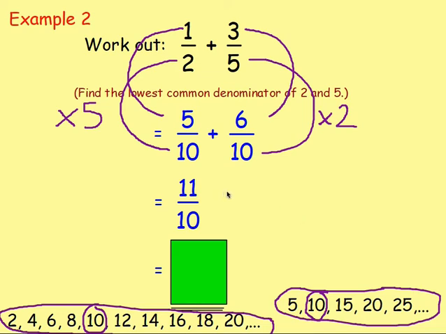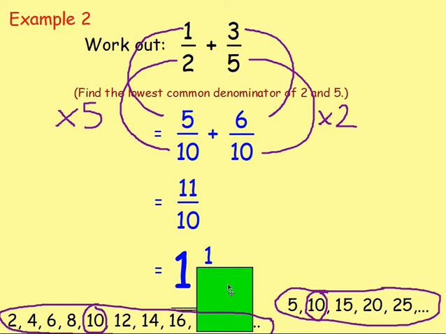And when you're left with an improper fraction, you're best to write it as a mixed number. So to go from the 11 tenths to the mixed number, all you do is you do 11 divided by 10. Think how many 10s are in 11? Well, that's 1, so that's your whole number. And what would your remainder be? Brilliant, your remainder would be 1.